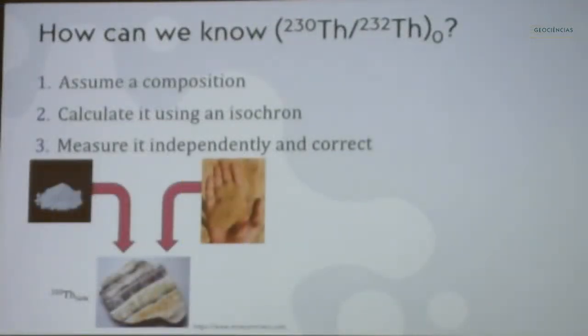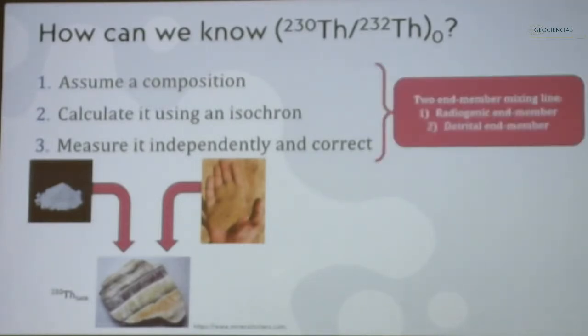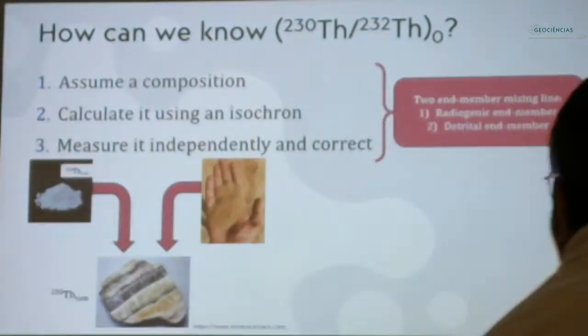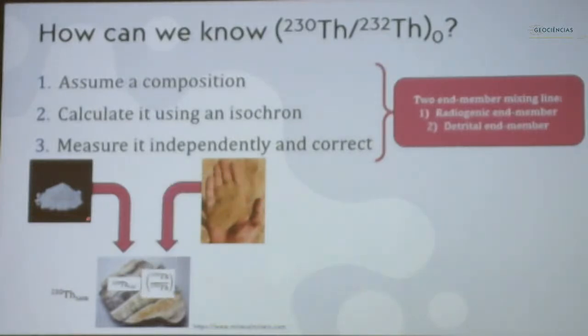So the whole idea is to actually know the 230/232 of the detrital material that is being incorporated into our sample. And there are three main ways to do this. One is to assume a composition, another is to calculate it using an isochron, and the other is to measure it independently and correct. So we're going to be discussing these three methods very quickly. Again, these are two mixing lines, assuming that we have an authigenic and a detrital part.